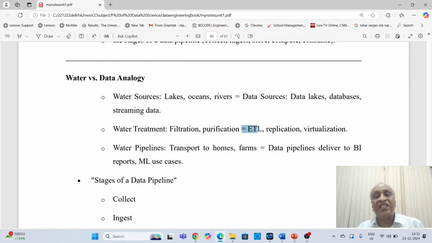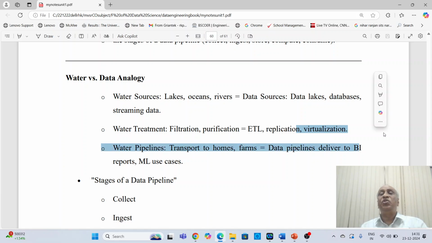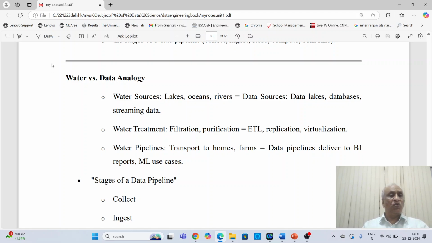ETL stands for extract, transform, and load. Replication is for redundancy. You can have, say, a server which is replicated. You might have heard about the replication factor in Hadoop, say 2 or 3. The simple meaning is that similar data will be there at some other zone or some other server. If that particular server is not available or a crash has occurred, through replicated data we can get it back. Virtualization is used whenever you have to process the data directly from the data source. So we are doing a water versus data analogy to understand the data pipeline concept.